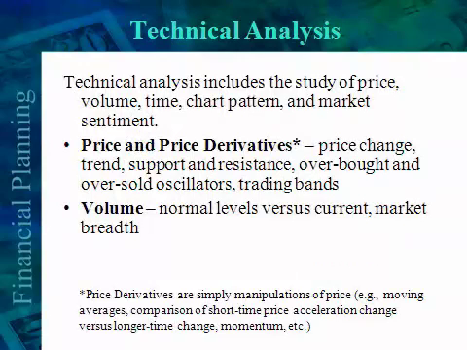Technical analysis includes the study of price, volume, time, chart patterns, and sentiment. Some examples of these specific technical indicators follow. In the area of price and price derivatives, you might look at the price change, the trend, support and resistance levels, overbought and oversold oscillators, and trading bands. Realize that items like oscillators and trading bands are simply manipulations of price. In volume, you may focus on normal levels of volume versus current levels of volume and total market breadth.